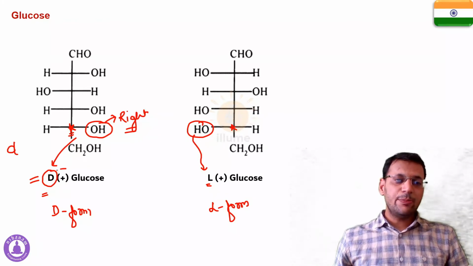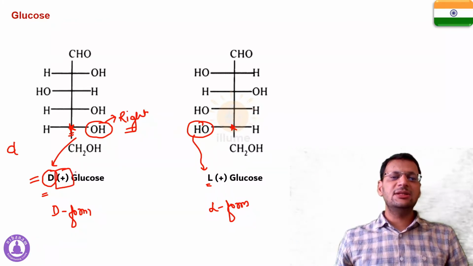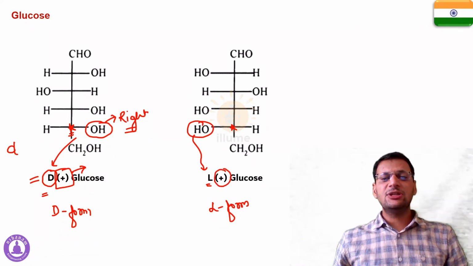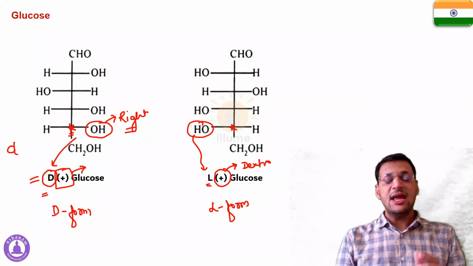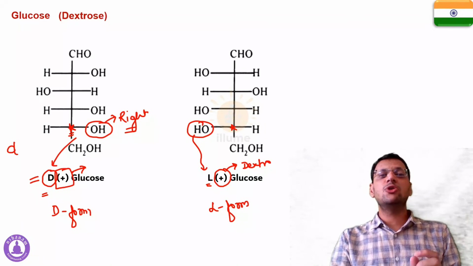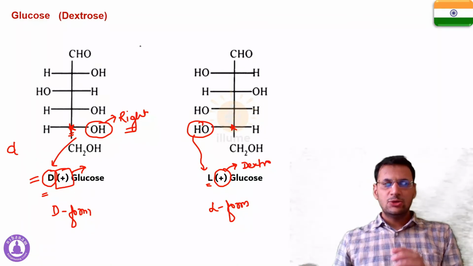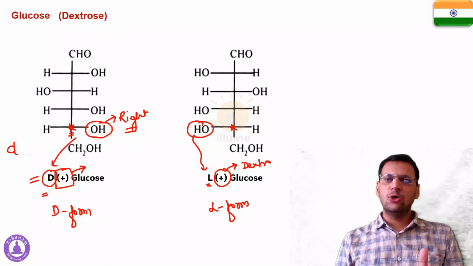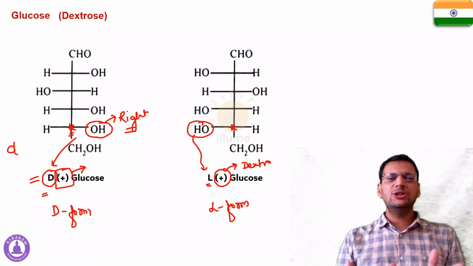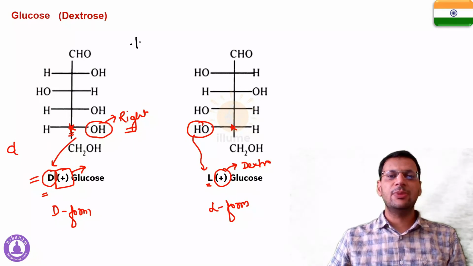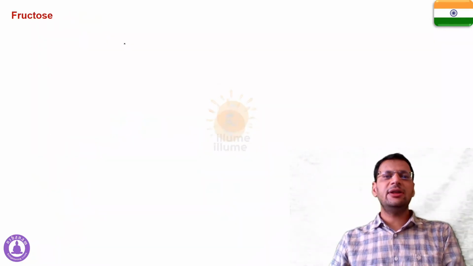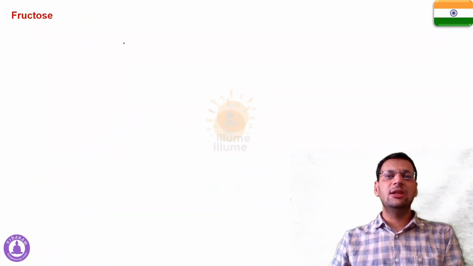Now, this positive sign means that this is dextrorotatory. It's the same again, positive sign, that means it is dextrorotatory. So glucose is a dextrorotatory sugar, remember this, and this is the reason why glucose is also called dextrose. So remember, glucose is dextrorotatory, which has got two enantiomers, capital D and capital L, and it is always represented by this plus sign.